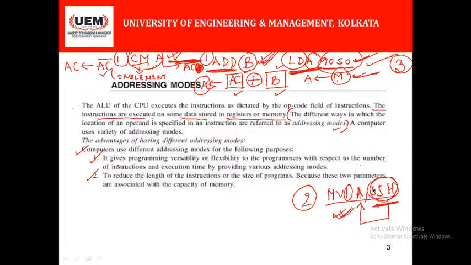We can vary the instruction length and size. Instruction size denotes how many bytes it will take, and instruction length denotes what the instruction is all about. Is it 0 address, 1 address, 2 address, or 3 address? Because these two parameters are associated with the capacity of memory. So that's why addressing modes give us this variety. So a programmer can write many types of instructions and use them for writing their program. They can easily write their program and do not face any problem.